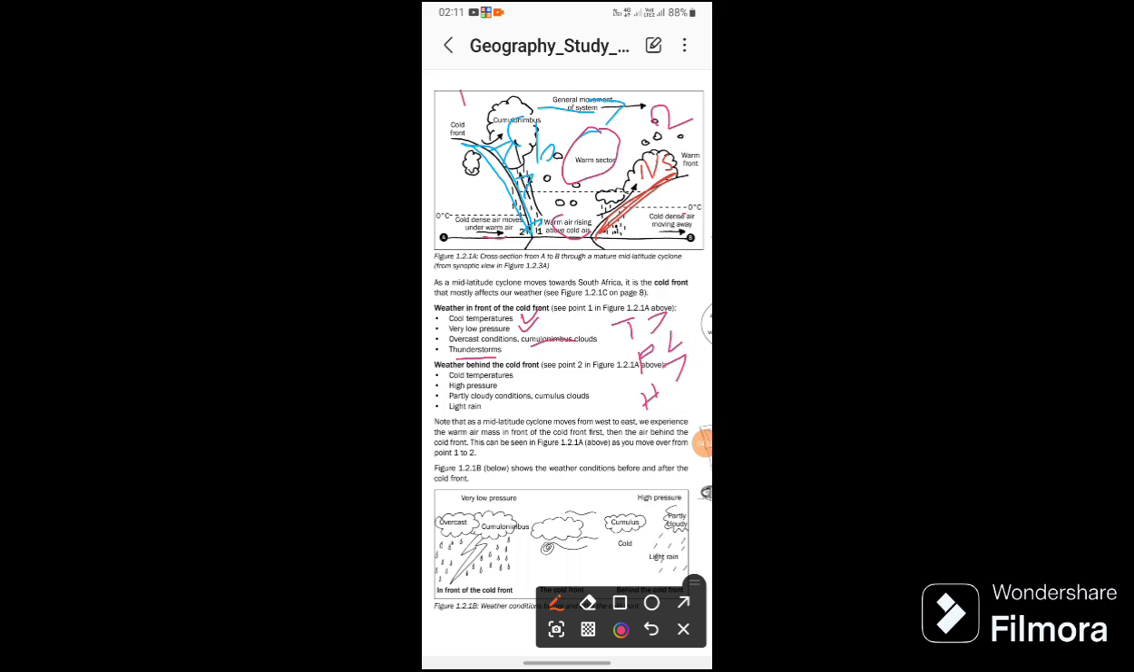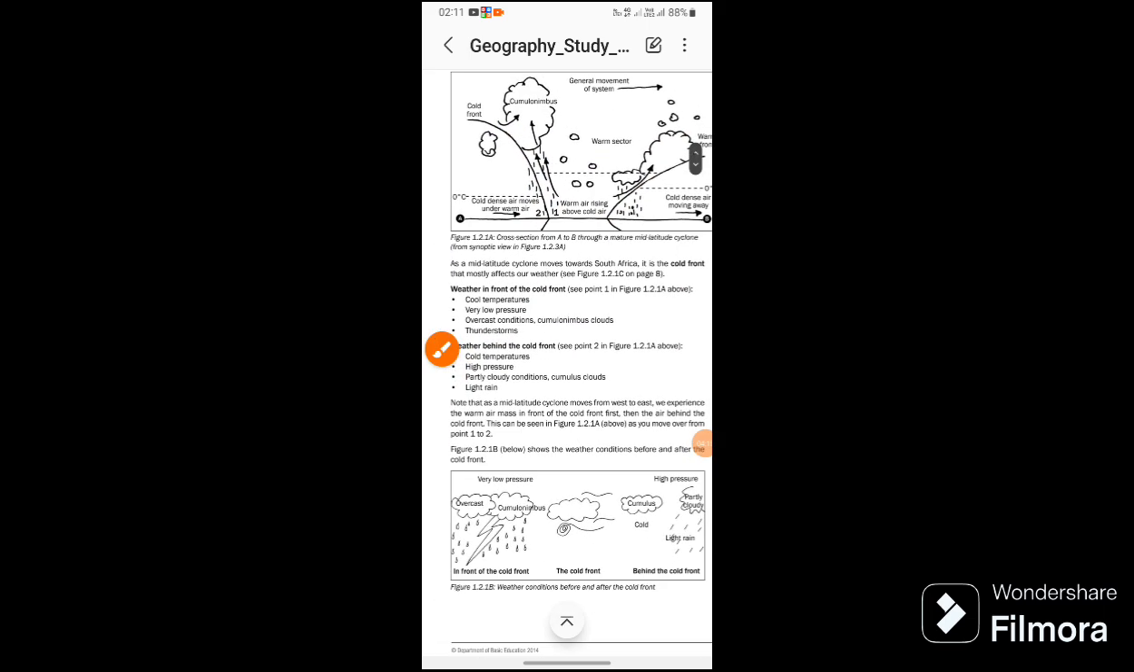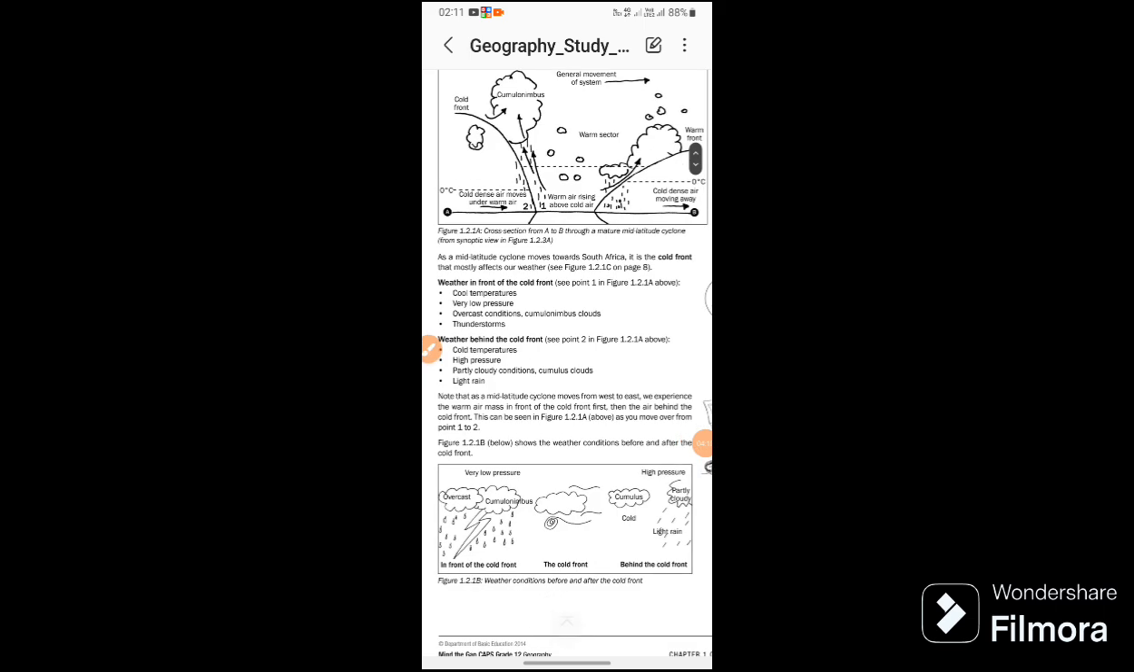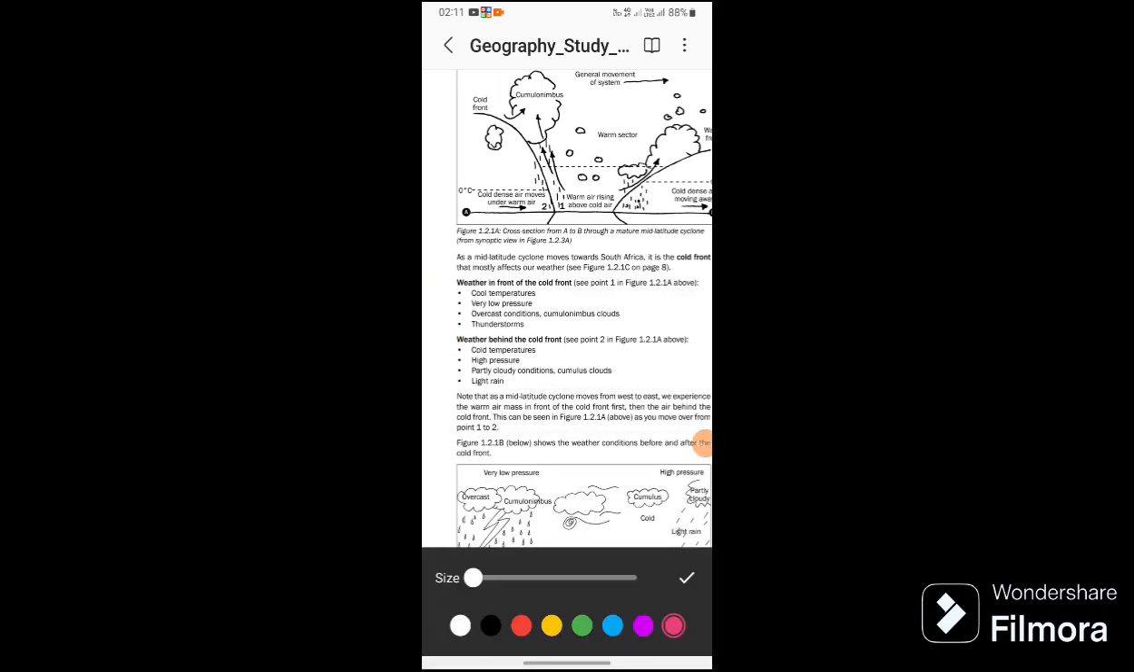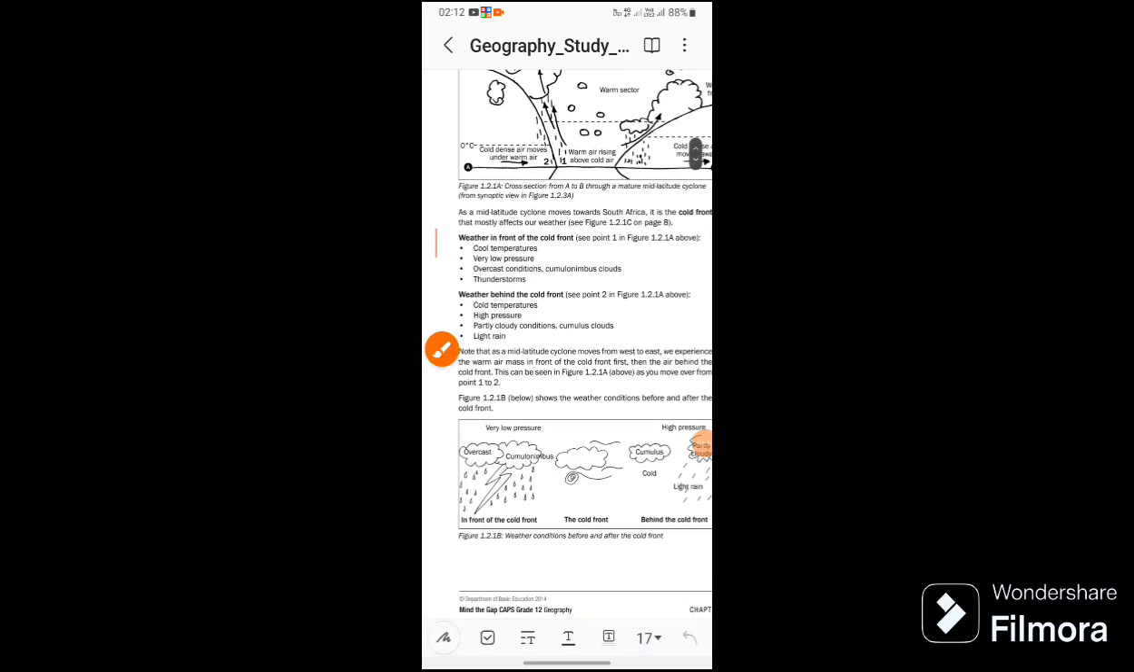So because here on the cold front we have what we call low temperatures. The temperature is low, it's cool, so meaning that it results in a higher pressure.